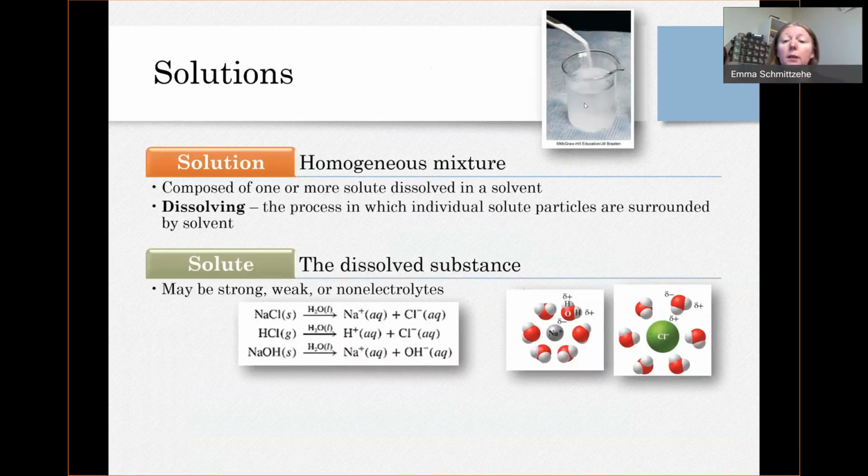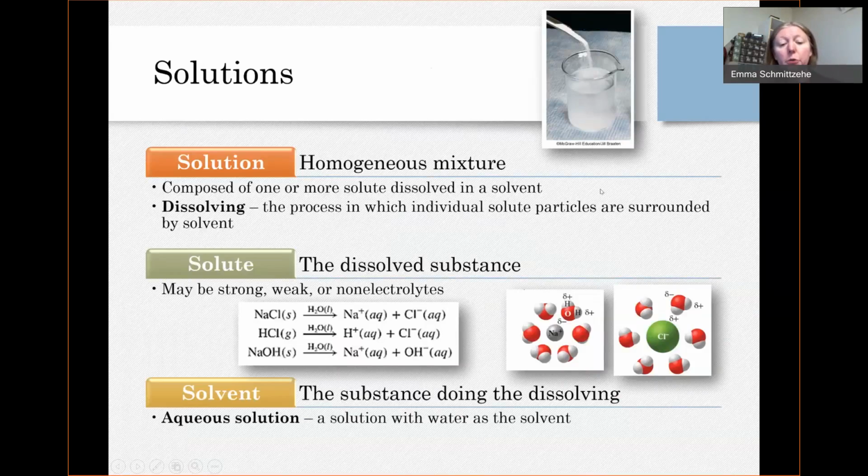And so the other component of our solution, remember, is the solvent. That is the thing doing the dissolving. Now, most often in intro and gen chem, when we're talking about solutions, we're usually talking about an aqueous solution. And so a solution where water is the solvent. If you're not told what the solvent is directly, you should assume it's water.